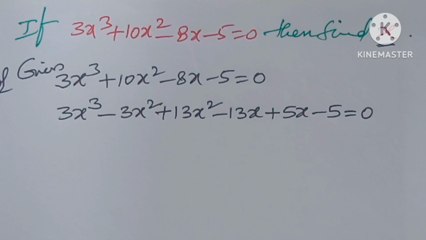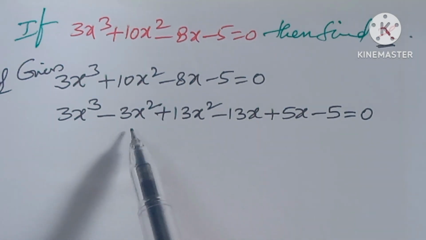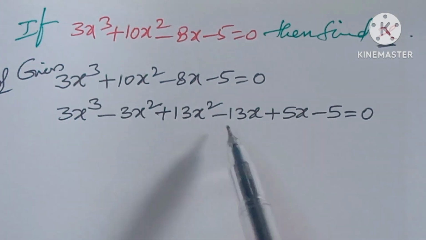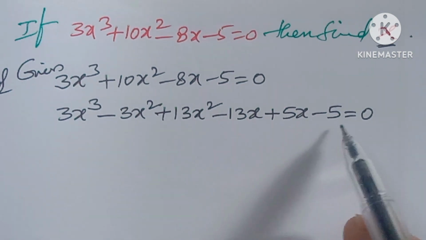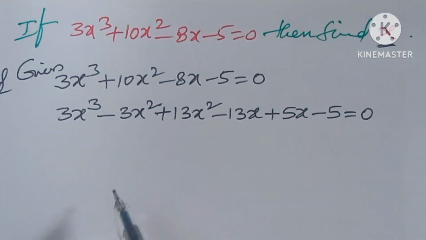Here you are doing some adjustment. So here 13 minus 3 will get 10. Minus 13 plus 5 will get minus 8. Here the equation won't change.